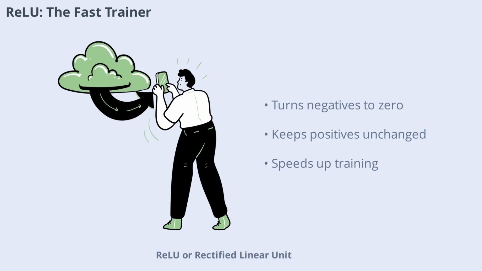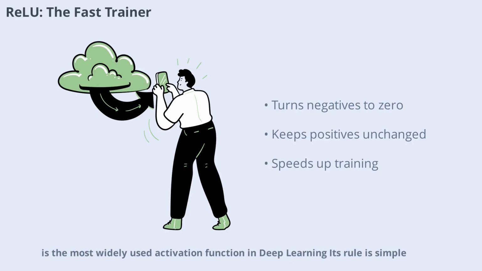ReLU, or Rectified Linear Unit, is the most widely used activation function in deep learning. Its rule is simple: if the input is negative, it becomes 0. If positive, it stays the same. This approach speeds up training by turning off neurons that aren't contributing, allowing the network to focus on the most important features. ReLU's efficiency has made it the default choice for many modern AI models. As we continue, you'll see how other activation functions, like Sigmoid and Softmax, play unique roles in different types of networks.